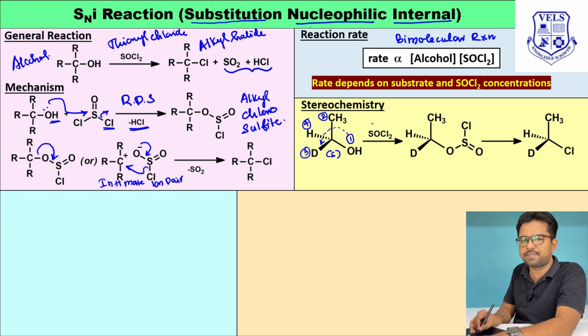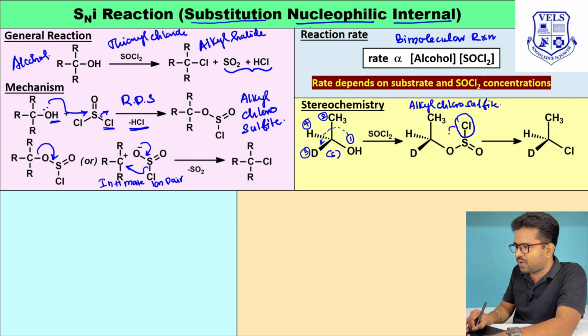Now this reactant is subjected to reaction with thionyl chloride. The first step is the formation of chlorosulfite, that is alkyl chlorosulfite. From this, internally, the nucleophile chloride ion is generated and attacks this carbon atom from the same side. That means this carbon-oxygen bond is broken. As a result, sulfur dioxide leaves, leading to the formation of this product.